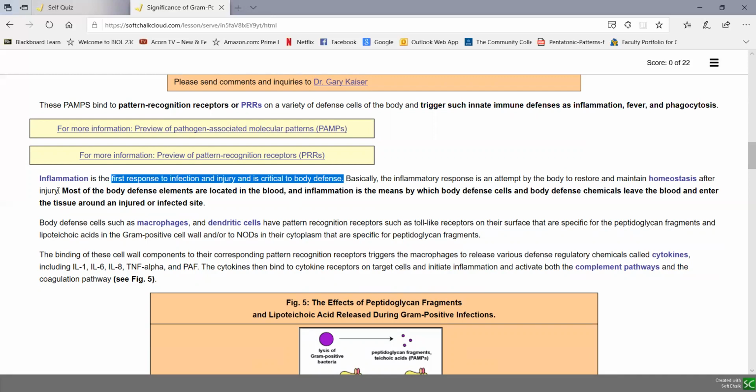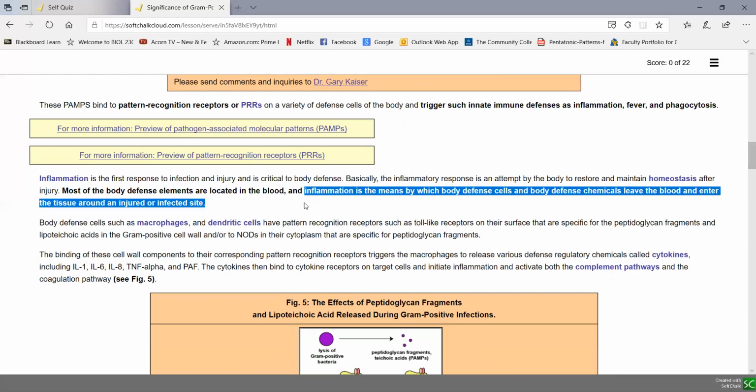So most of our body defense elements, our defense cells, like the various white blood cells, are located in the blood, as are many defense molecules like antibody molecules and such. And the blood's the ideal place to have defense cells and chemicals because the blood, of course, goes to every part of the body, and there's always new blood coming along behind it carrying more defense cells and more defense molecules.